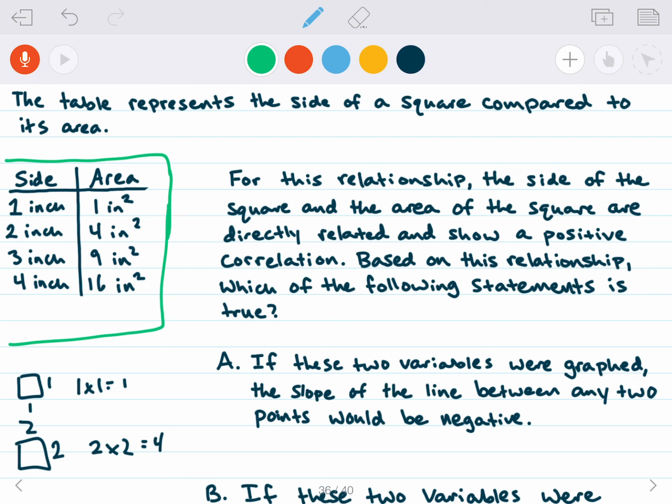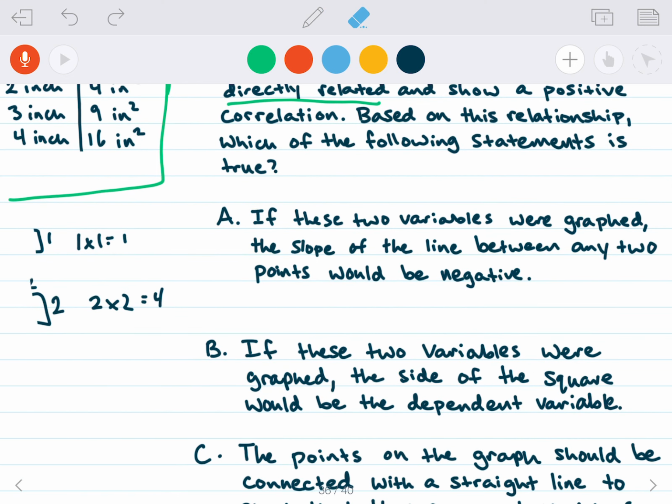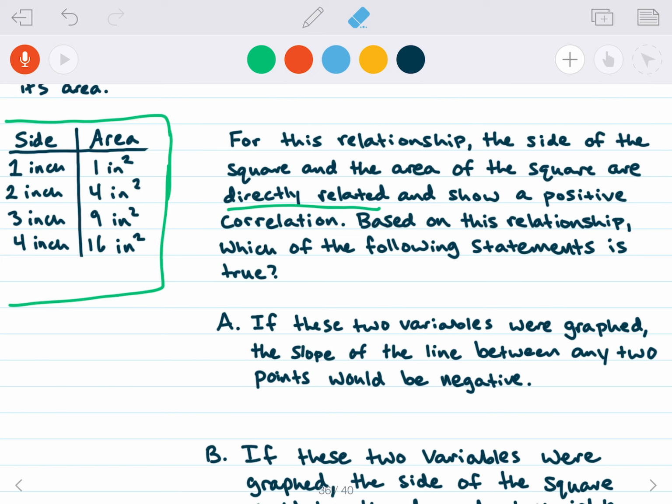And it says these guys are directly related. Why? Because as the side length goes up, the area also goes up with it. And it shows a positive correlation because we're moving up. As my independent variable gets larger, so does my dependent variable. So that's a positive correlation there. And it says, based on this relationship, which of the following statements is true? So let's analyze these. So the first one, if these two variables were graphed, the slope of the line between any two points would be negative. Well, that's definitely not true because we have a positive correlation. Positive correlation means positive slope. So that's going to be false.